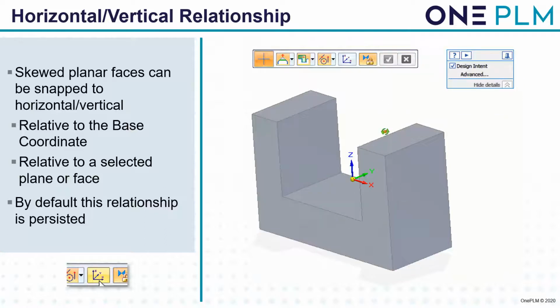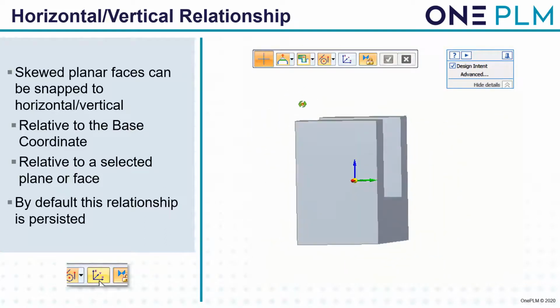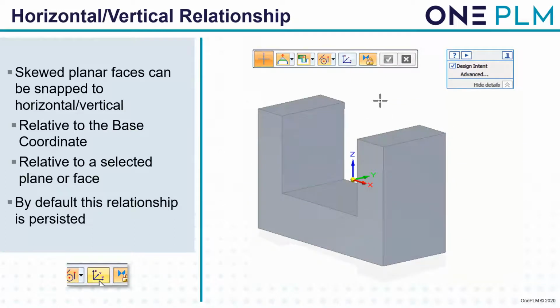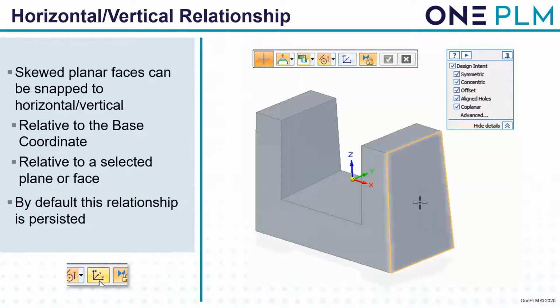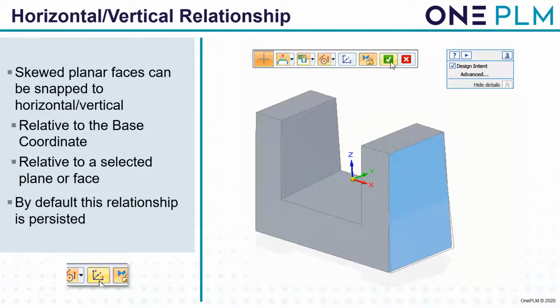So if we do make a change on our design intent box, it's going to show that we've got a relationship on there. So where we've got symmetric, concentric, we're going to have a relationship appear on the bottom.